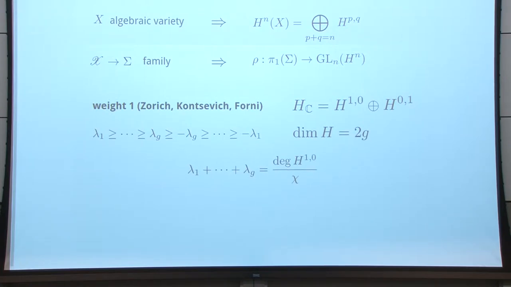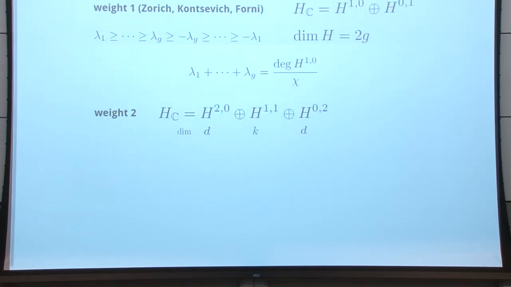And then Kontsevich gave an explanation for this formula. And then Forni developed this a lot further. But the basic shape of the formula is something of this type. So you have a degree of some vector bundle, in this case H^{1,0}. And chi is the Euler characteristic of the base manifold. OK. So this is in weight one.